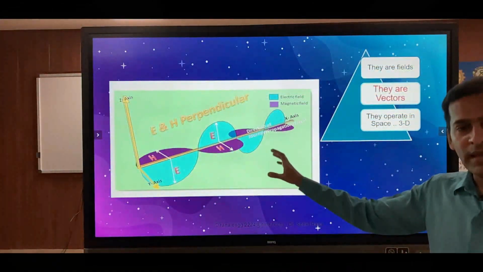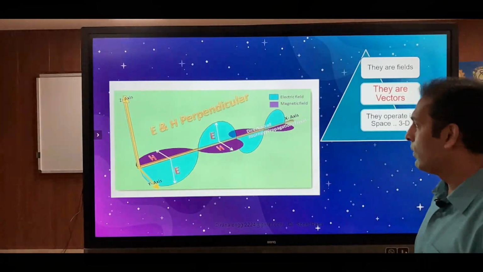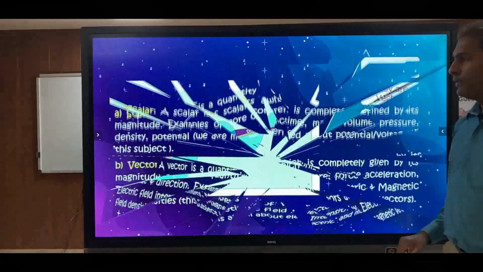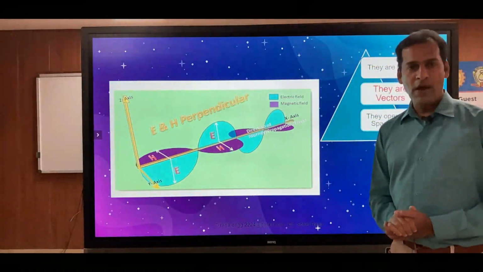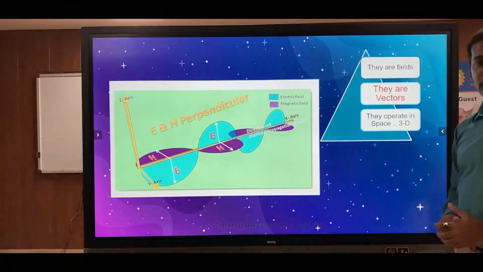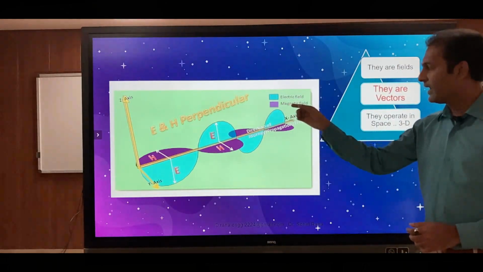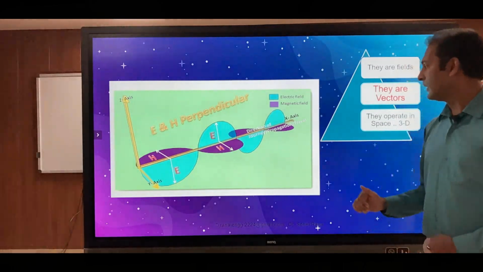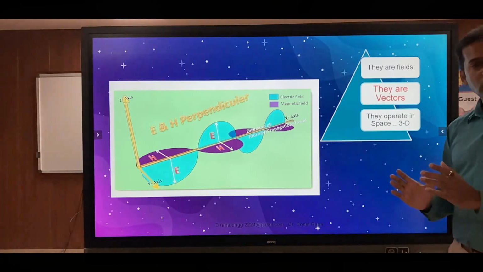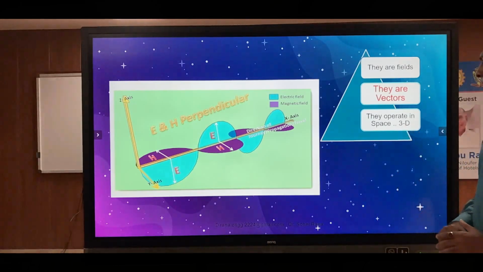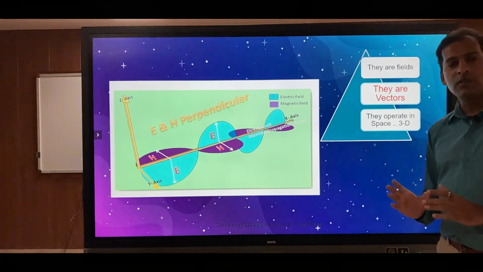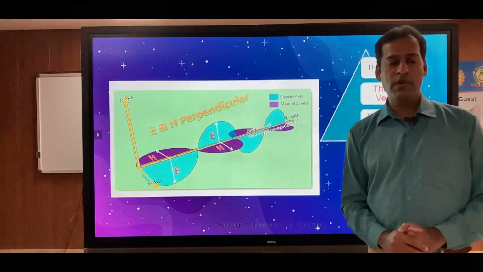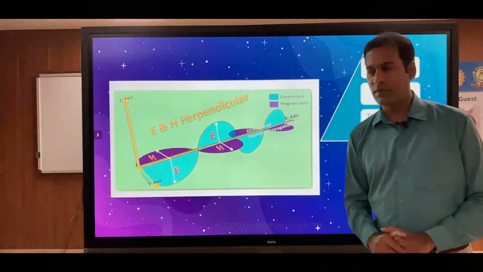So if we consider an electromagnetic wave, it has 2 components. One is electric, another one is magnetic field. When we consider an electromagnetic wave, we have to remember that they are fields. That means there are electric and magnetic force lines working in a particular direction. Second thing, they are vectors. This is our topic of today's discussion. And third one, we have to remember that they operate in space, that is a 3D atmosphere, which will come in our next sessions where we will study about the coordinate systems.